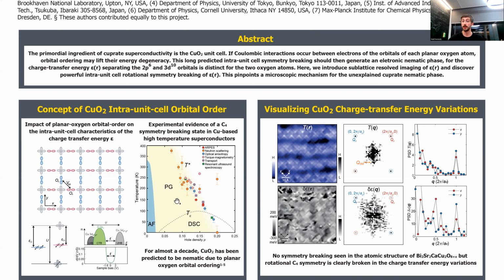Also here I show a lot of experimental evidence of C4 symmetry breaking in these cuprate superconductors. This is done using many techniques such as ARPES, neutron scattering, and many more across all the different members of the cuprate family. And even more interestingly, this C4 symmetry breaking seems to onset with the pseudogap, which still remains mysterious.